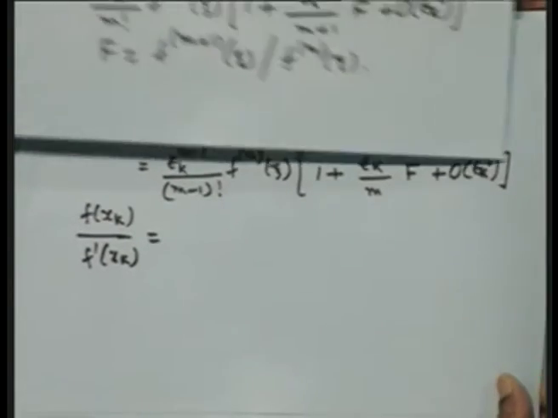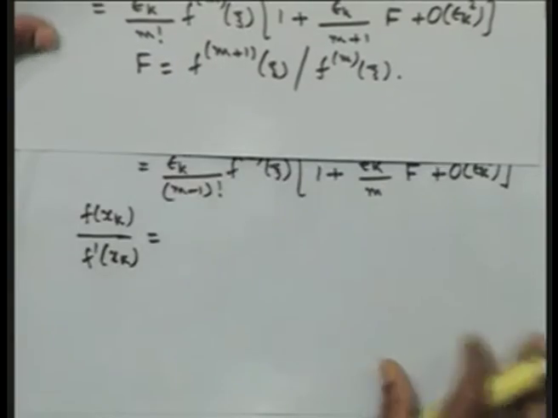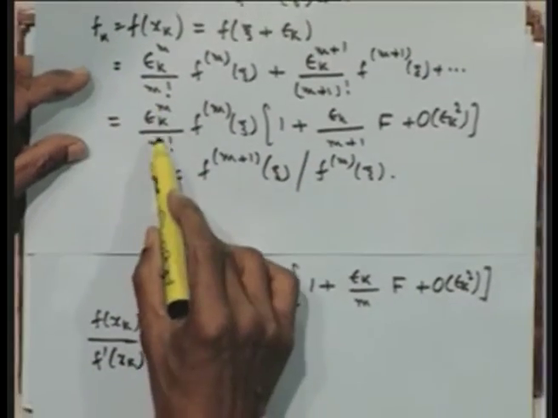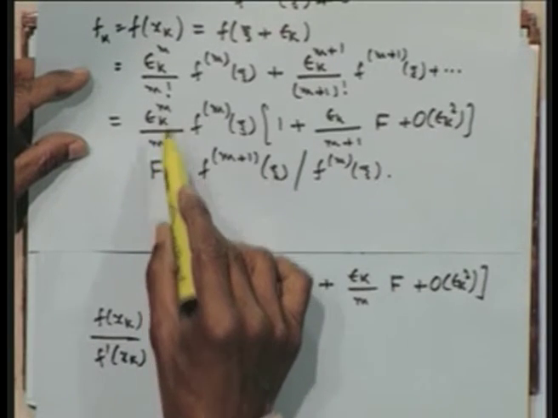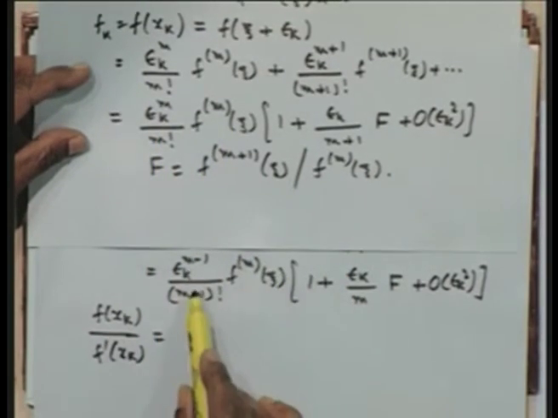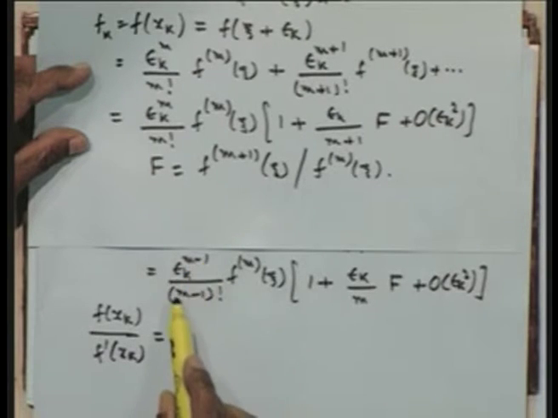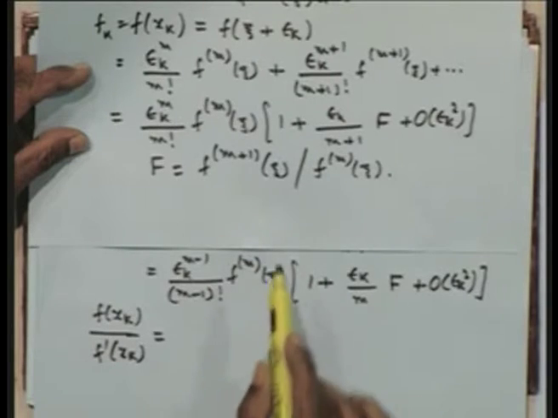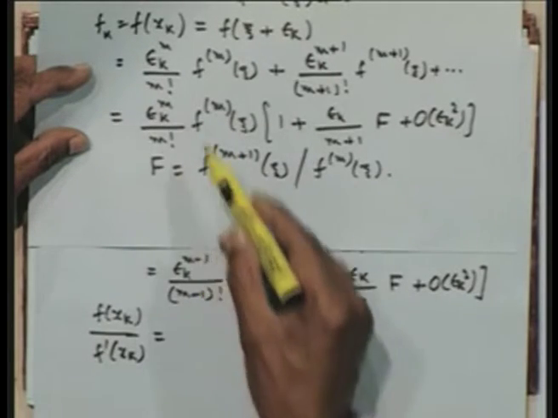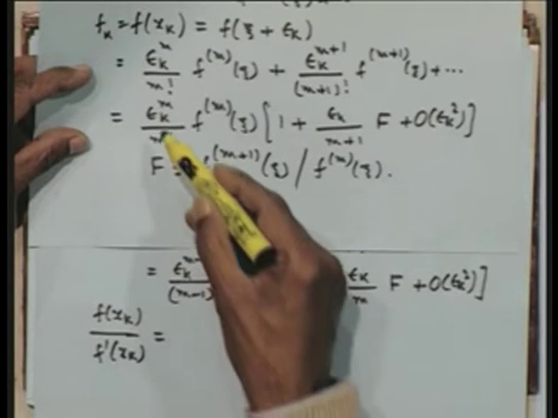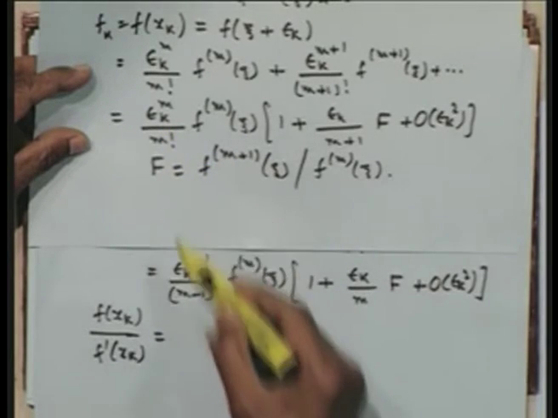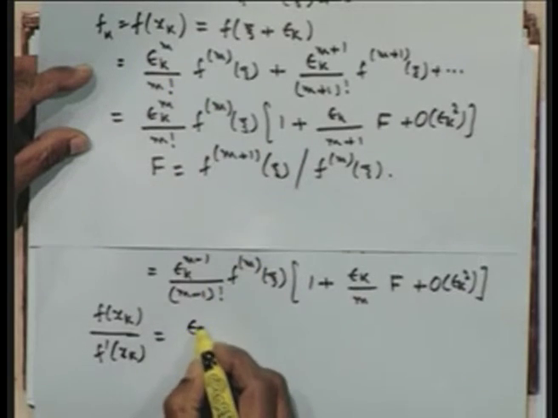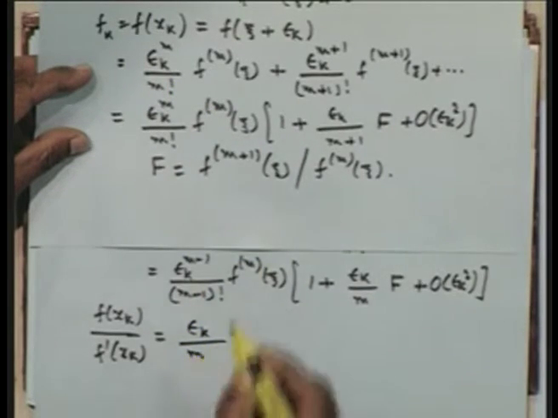Now let me put this slide back once more. We have here f k, where the factor outside is epsilon k to the power of m by factorial m, f m of xi, and the factor here is epsilon k to the power of m minus 1 by (m minus 1) factorial, mth derivative of f at xi. Now if I take the ratio of these two, you can see that f m of xi cancels, epsilon k to the power of m minus 1 cancels, (m minus 1) factorial cancels. So whatever is left out is simply epsilon k in the numerator and m in the denominator.